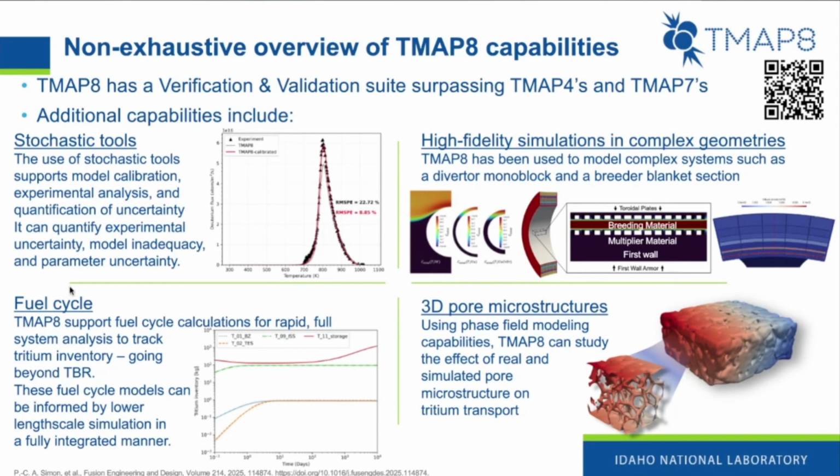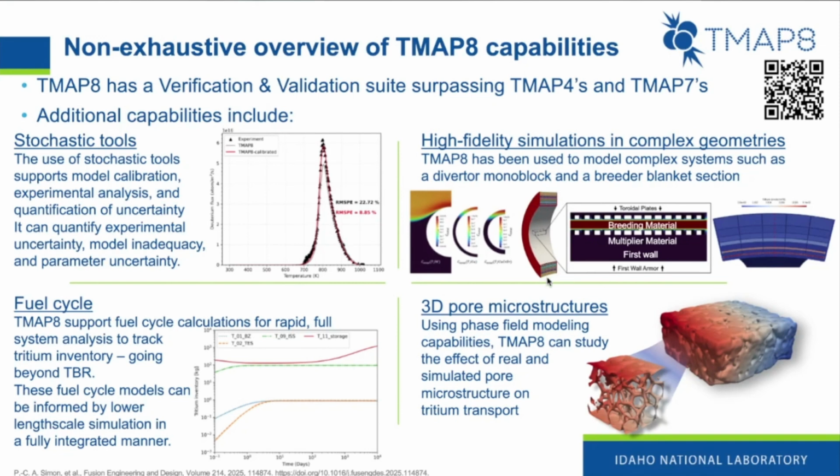Some other capabilities that we have is we have an example for the fuel cycle. So that's kind of highlighting TMAP8's capability to model the system level. But we can also do, as we said earlier, some multi-scale simulation where here we model tritium transport at the pore scale. And then here we look at simulations of tritium transport at the component scale. So this is a divertor monoblock, and this is the modeling of a fuel blanket slice.